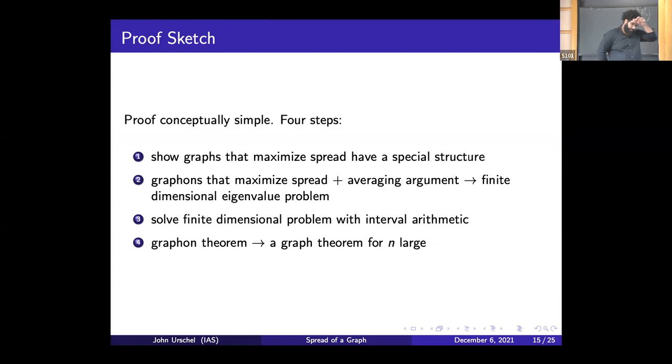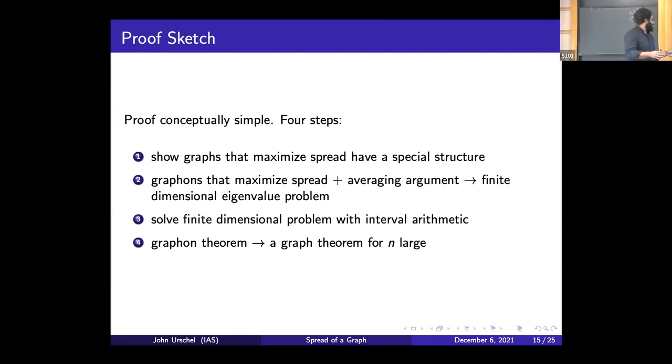Now, the sketch of this result is conceptually simple, but there are a lot of details hiding here. There is a 70-page paper associated with this, but from a conceptual point of view, the idea is fairly straightforward. And this is, in my opinion, fairly typical for most extremal spectral graph theory questions. The first thing you want to try to do is find structure. So we'll show that graphs which are extremal in this sense have quite a special structure. From there, we'll punt to the continuous.